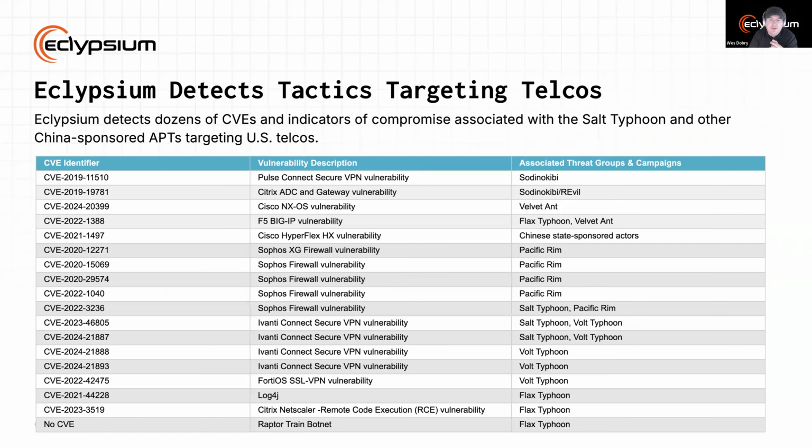Now, when we look at this, there was a large number of CVEs used by Salt Typhoon, Volt Typhoon, Pacific Rim, Flax Typhoon, Velvet Ant. There's a lot of different APTs going on right now which are targeting these kinds of devices. You see that these CVEs exist from everything from Pulse Secure, Cisco, F5, Sophos, Ivanti. Largely, it's a big number of CVEs that we need to be monitoring for if our devices have it. And then on top of that, inspection of IOCs, or indicators of compromise, on these specific attack vectors.